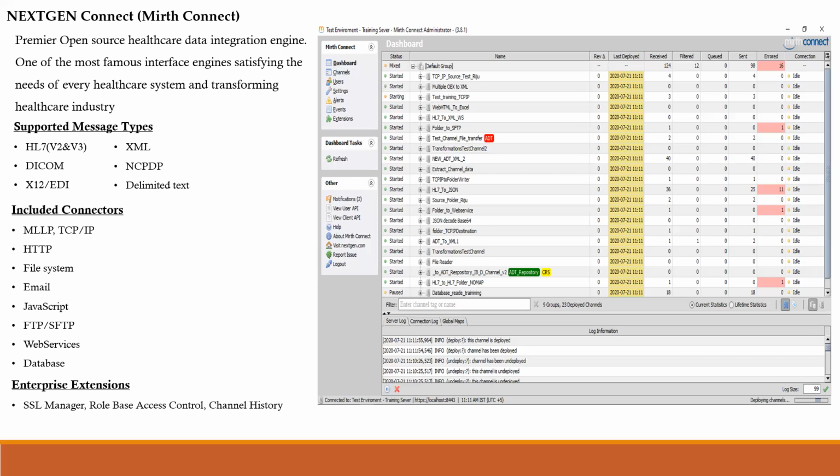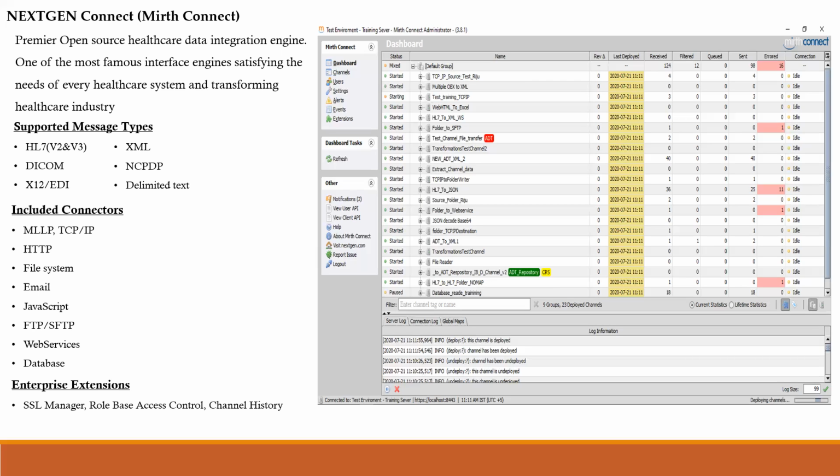And not only that, when we talk about feature-wise, Mirth Connect has all the features that are needed by an integration engine to transact data from one system to another. Okay, it is so robust that you can use it in production without any problem, without any issues. You can go ahead and use it. It can handle thousands and millions of messages every day with ease.